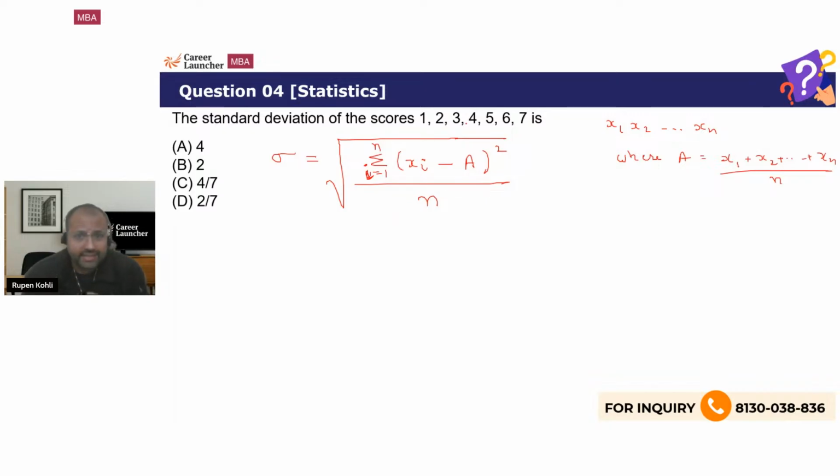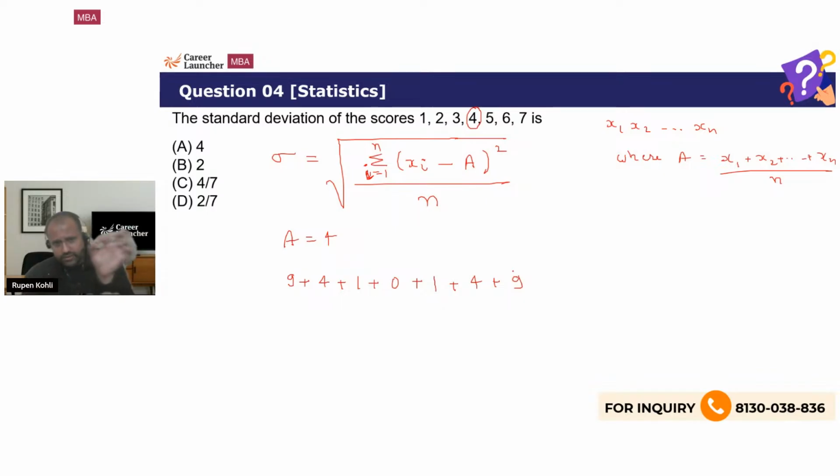So first find the average A, which is simply the middle term. This is an AP: 1, 2, 3, 4, 5, 6, 7. The middle term has to be the average. So our average in this case is 4. Then find the difference of each number from the average and then take their squares and then take their sum. So what does that become? 1 minus 4, which is minus 3 whole square, which is 9, plus 2 minus 4, which is minus 2 whole square, which is 4, plus 3 minus 4, which is minus 1 whole square, which is 1, plus 4 minus 4, which is 0 square, which is 0, plus 5 minus 4, 1 square of that 1, plus 6 minus 4, 2 square of that 4, plus 7 minus 4, 3 square of that 9.